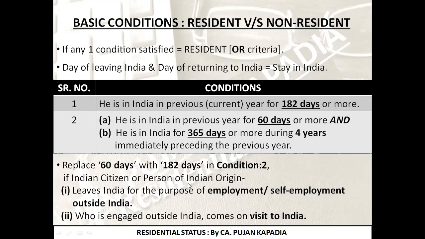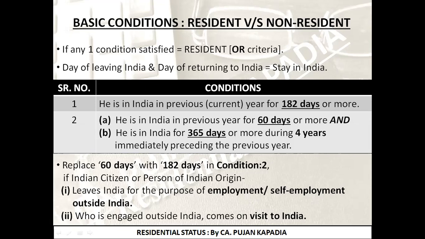So if this is the case, then what I'm supposed to do at the time of calculating second condition, I'm going to replace this 60 days with 182 days. So I'm going to check whether I was in India for 182 days or not in the point number A of second condition. And second exception is who is engaged outside India. So I'm basically employed outside India, but I'm just coming to India for a visit purpose. So in both the scenarios, we are going to replace 60 days by 182 days.